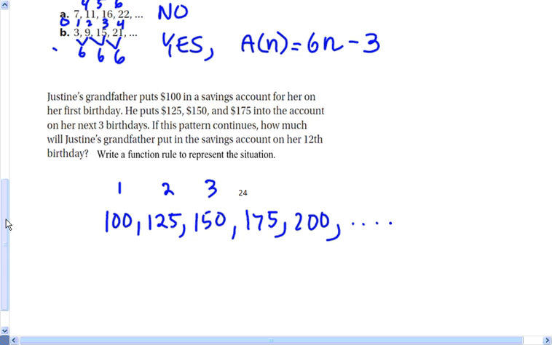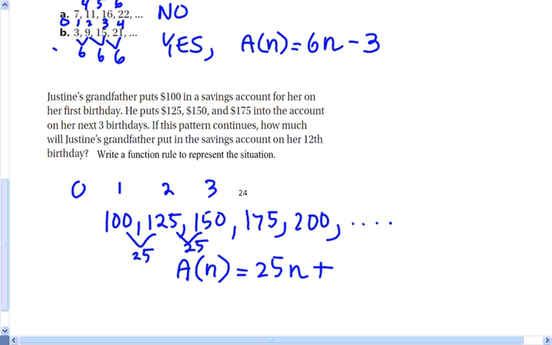So since it's an arithmetic sequence, let's just call it a of n. And we need our common difference, and you guys probably already figured out that that's 25. So we're going to put 25n there. 25 times n. Plus, we have to figure out what the 0th term would be. So if I went back one term, what would that be? And that would be 75 if I take 100 minus 25.